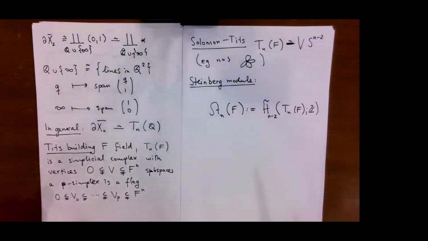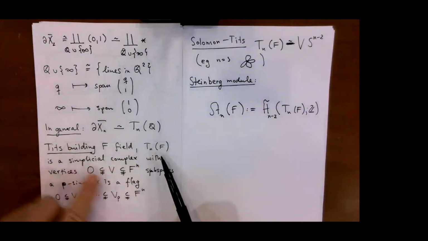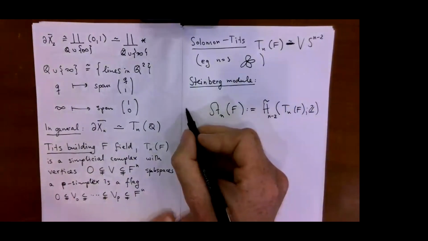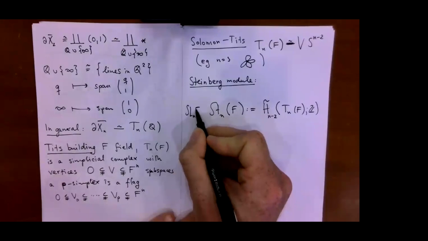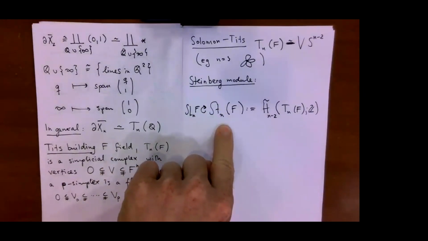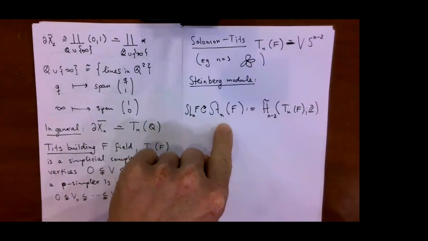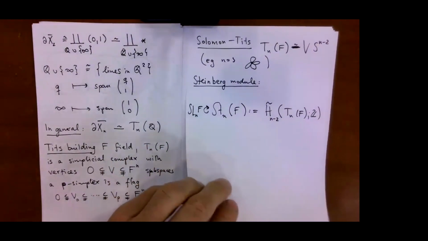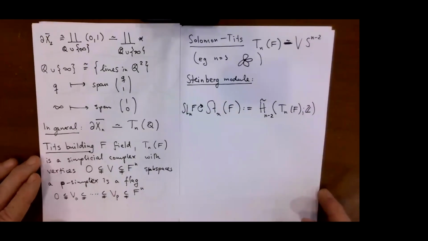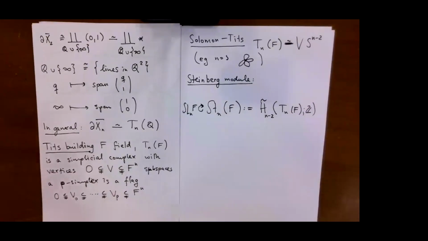And the cool thing about this is that if I take SL_N(F), it acts on the subspaces, it acts on this Tits building, so it acts on this homology by functoriality. So SL_N(F) acts on this as a module. That's why it's called a module or a representation, the Steinberg representation. Okay, any questions about this? I went a little bit fast, and I did see some raised eyebrows.